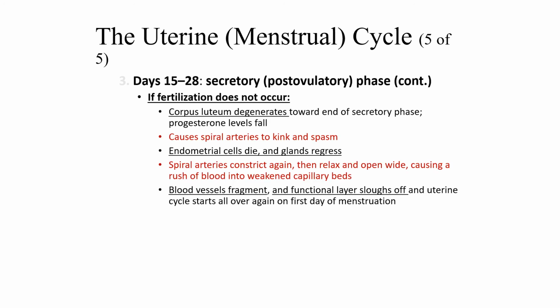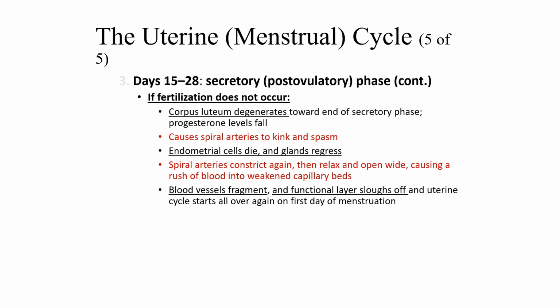Okay. If fertilization doesn't occur, then the corpus luteum begins to degenerate. Progesterone levels fall. The spiral arteries spasm. They kink up and they spasm. Endometrial cells die because they don't have any blood flow.